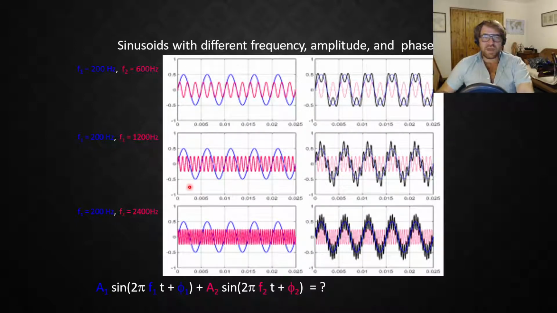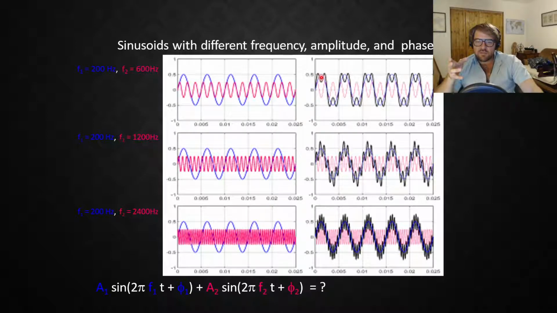So what happens when we add sine waves that have a different frequency and a different amplitude and a different phase? Then we get stuff that looks like this. So you can see there's a couple things going on here. So there's this 600 hertz tone right here, and we can see that still preserved in this. The black line here is the added together signal. You can see that the 600 hertz tone is still preserved.